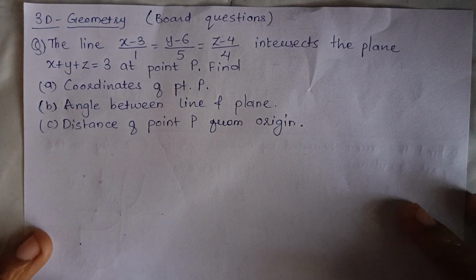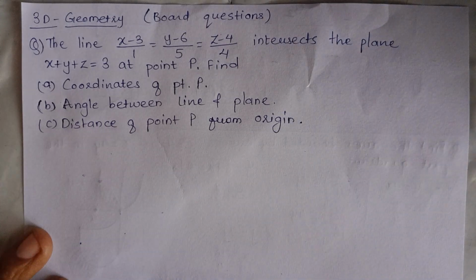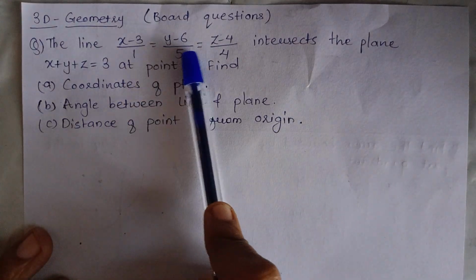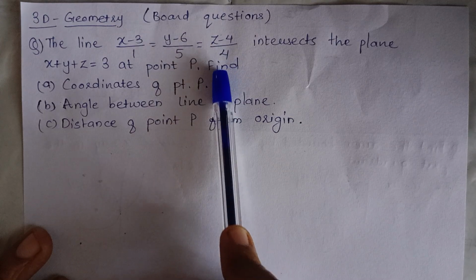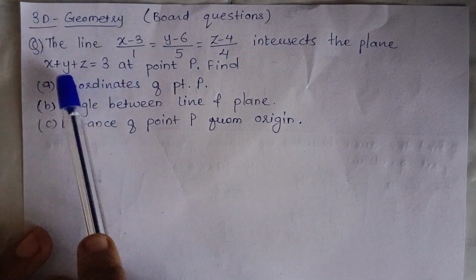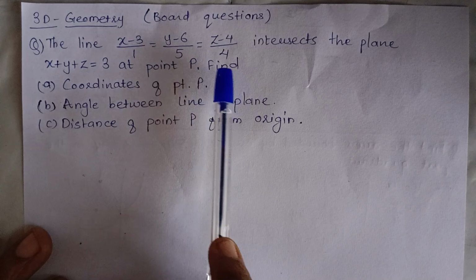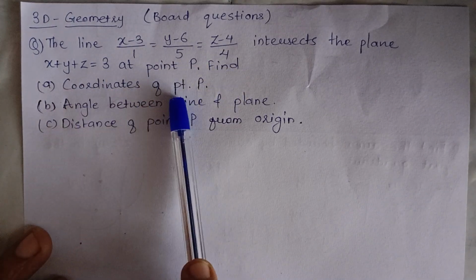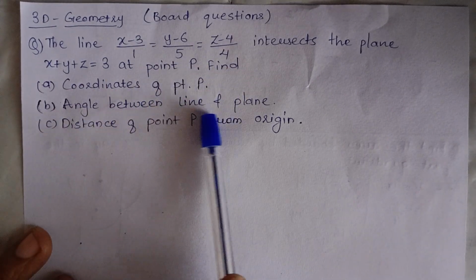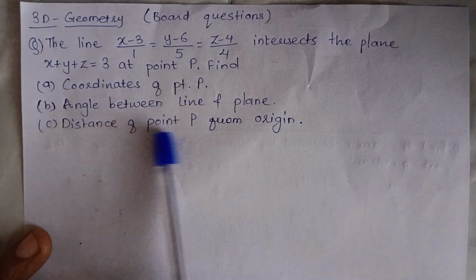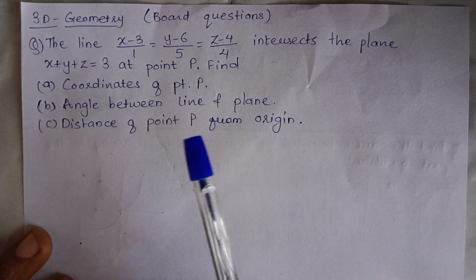Let's solve this question. The line (x minus 3)/1 equals (y minus 6)/5 equals (z minus 4)/4 intersects the plane at point P. Find the coordinates of point P, the angle between the line and the plane, and the distance of point P from the origin.